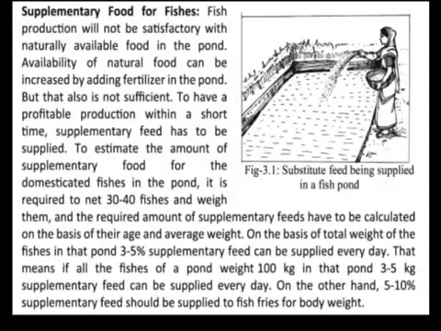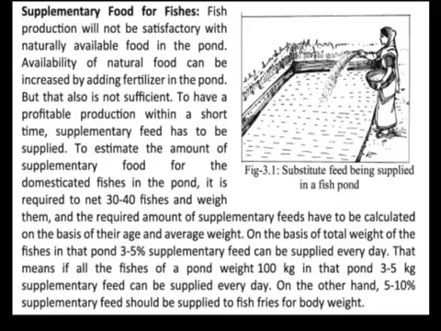Supplementary food for fishes. It's additional food for fishes. Fish production will not be satisfactory with the naturally available food in the pond. Satisfactory means up to satisfaction, adequate or sufficient. Fish production will not be sufficient with the naturally available food in the pond, what they get from natural resources. But the availability of natural food can be increased by adding fertilizer in the pond.